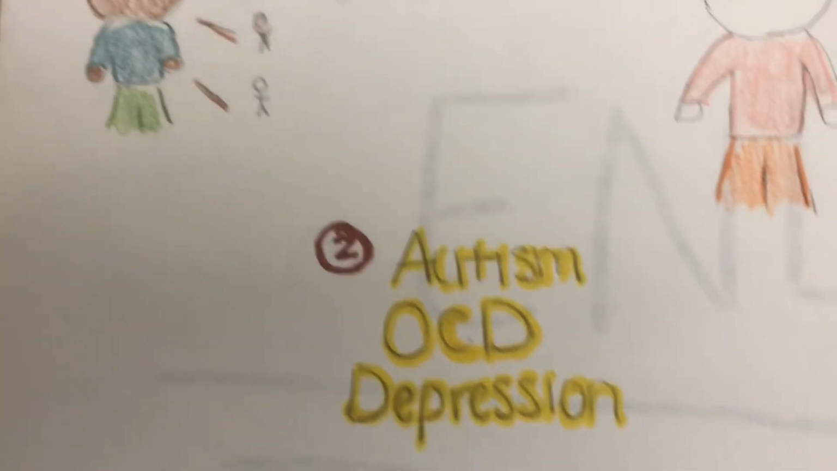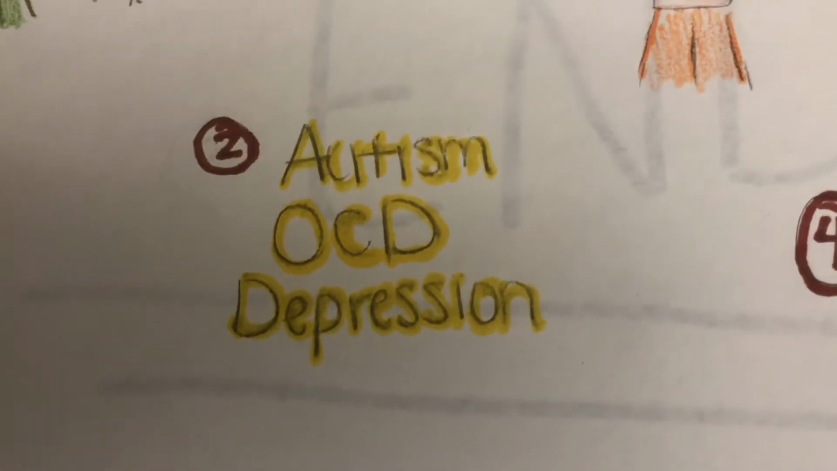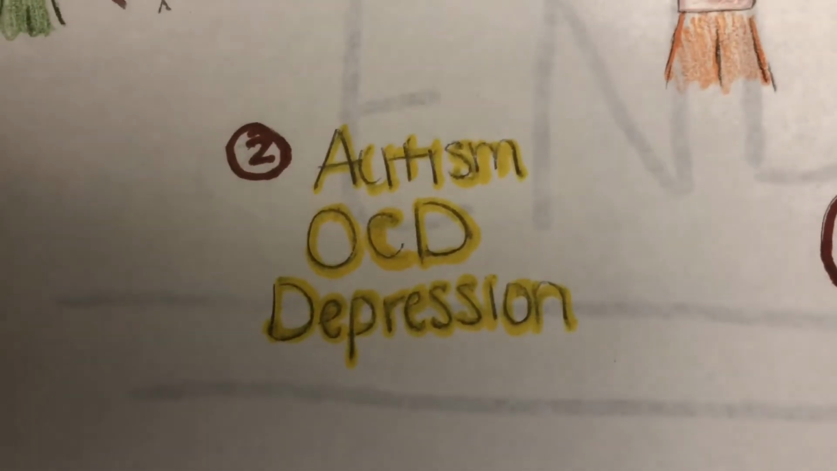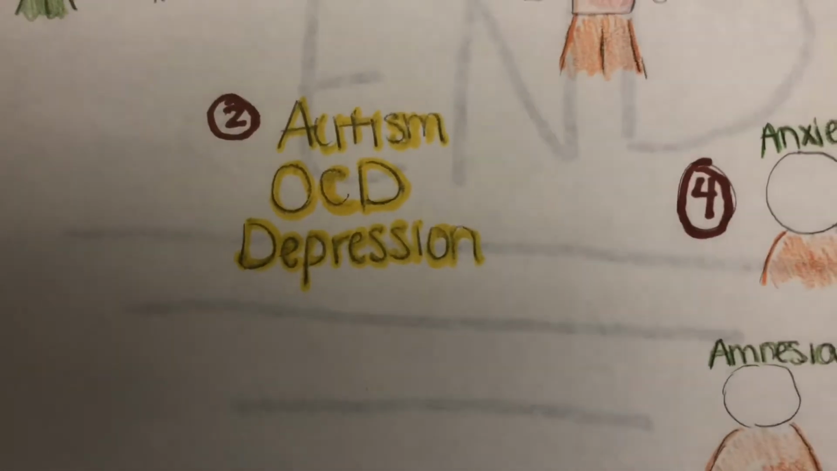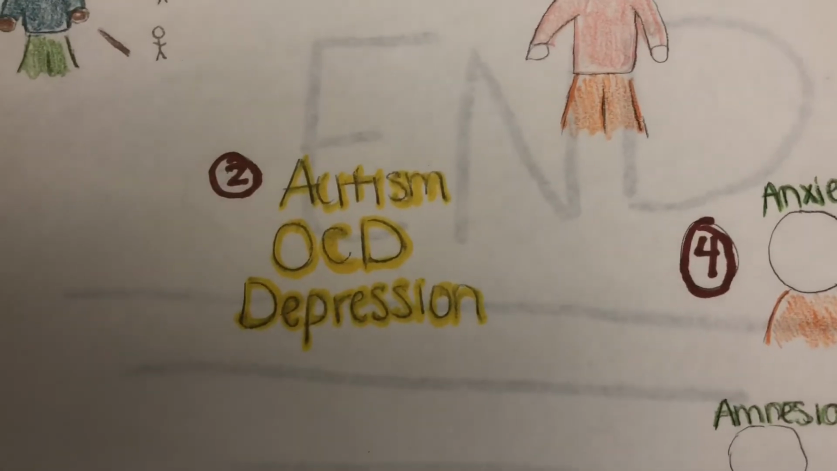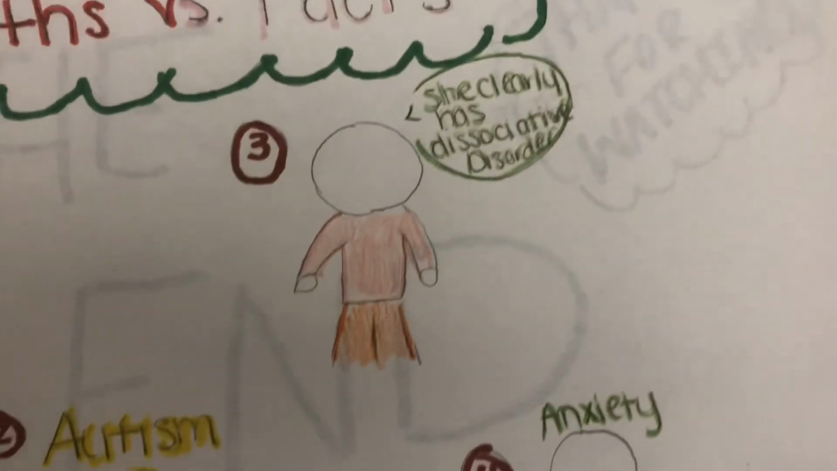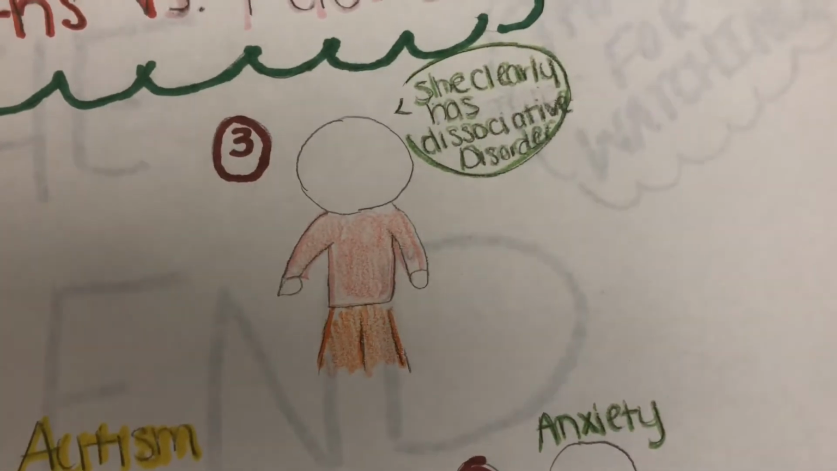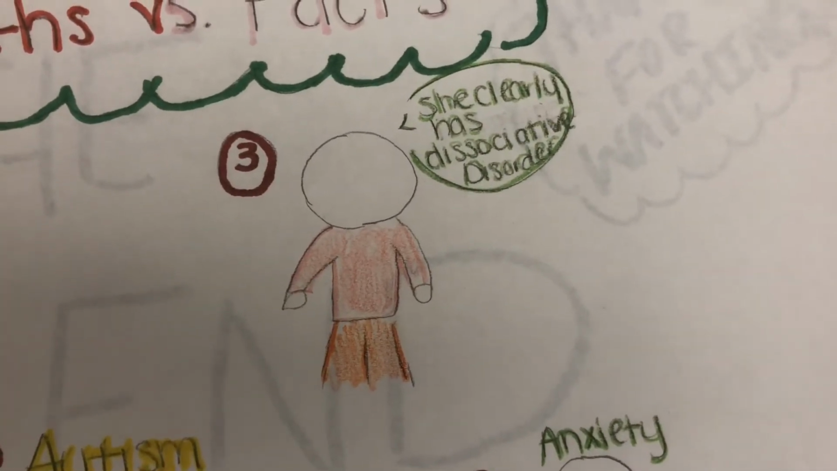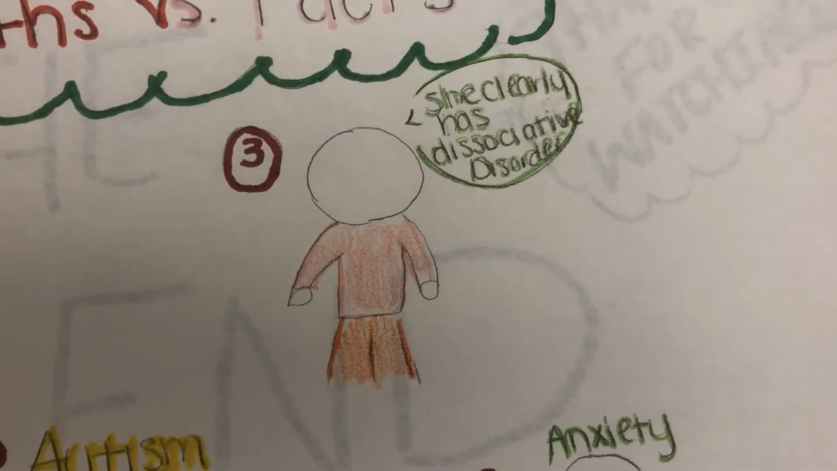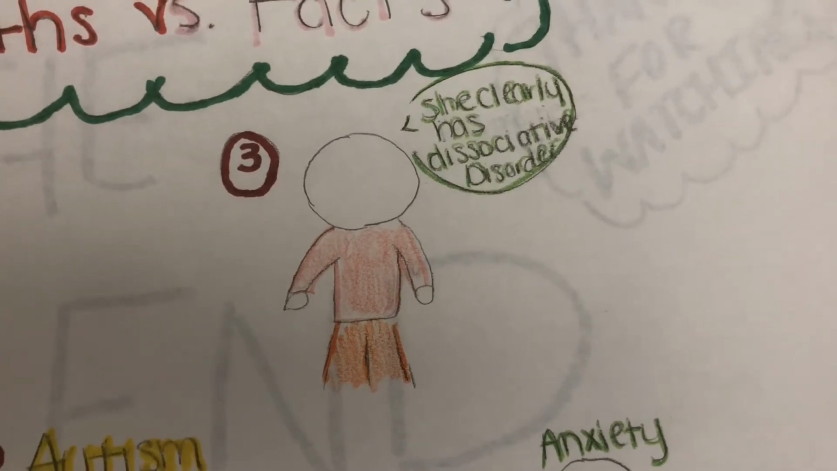Myth: It is rare. Fact: The prevalence rates are the same as major depressive disorder and OCD, and it is more common than autism and schizophrenia. Myth: Dissociative disorder is obvious. Fact: It may be seen as a lapse of memory, and people in dissociative states function just fine.